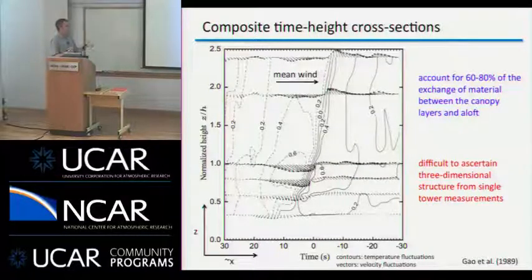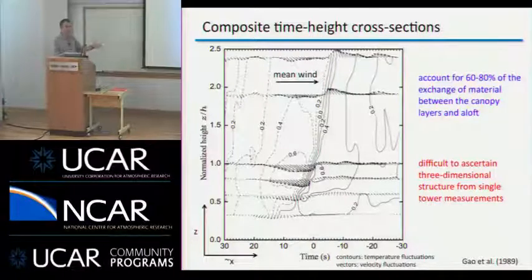These organized structures have been shown to account for about 60 to 80% of the total exchange. There's definitely been a debate about those numbers, but there's no question about their existence and their importance. It's just a matter of how important they are, but they're a big piece of the transfer of material and energy between the canopy layers and those aloft.